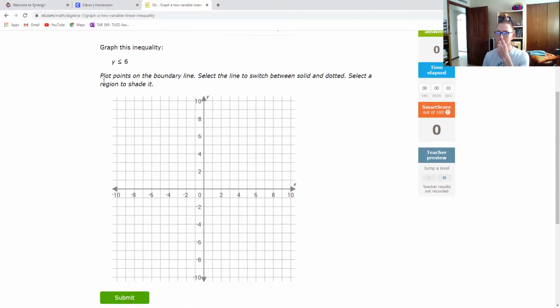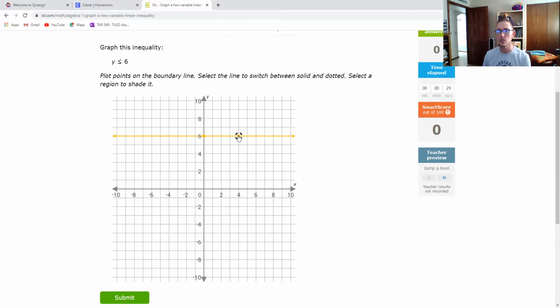So let's look at an example here. Graph this inequality. y is less than or equal to 6. Well, this is a y equals, so this is a horizontal line at 6. It's less than or equal to, so it's going to be solid. So we put our first dot at 6, and then I'm going to put a second one there. Now it starts to make the line. Now when I click another point, and it can be anywhere here, it's going to draw the line.